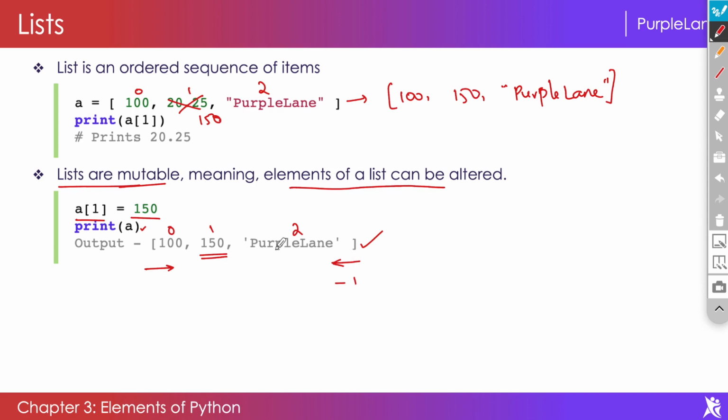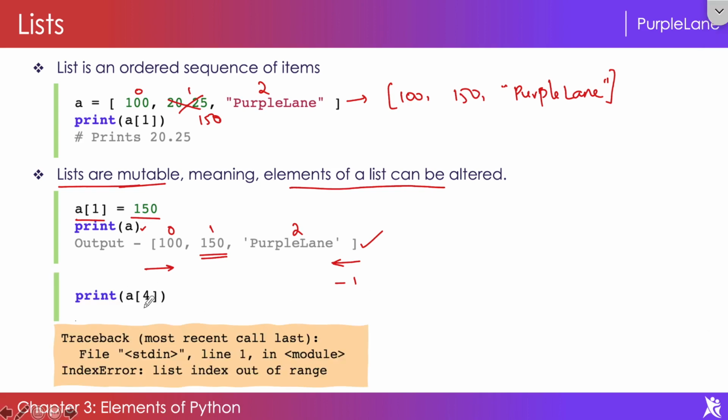You can access any element in this list at random. But if you try to access an element which is out of this index, Python interpreter throws an exception. For example, here we are trying to access an element which is at index 4, but the maximum index that we have in this list is 2, right? The index 4 is not there in the list.